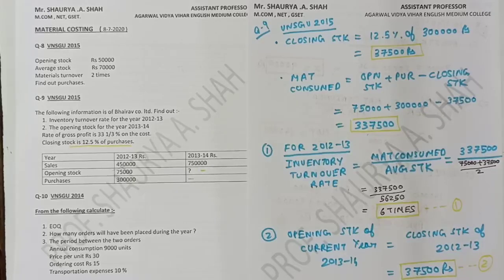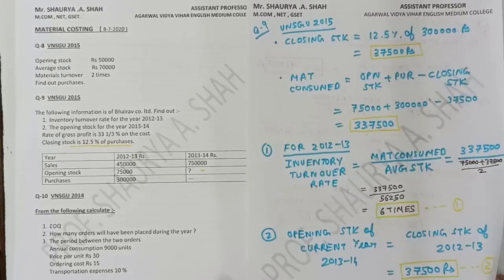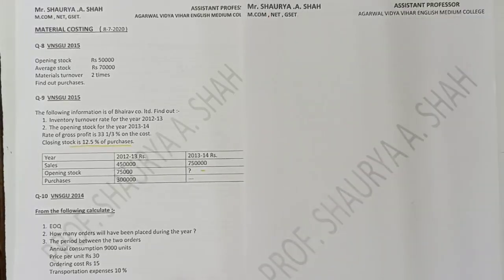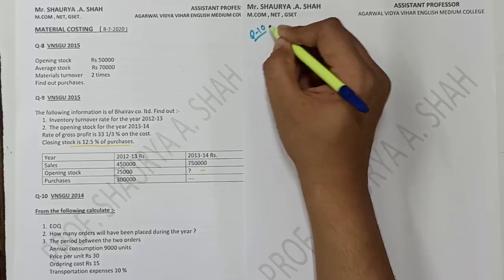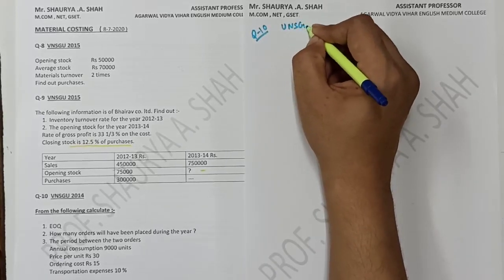Okay, so I suppose everyone must have completed the sum, students. Fine. Starting with the third university sum, right? That is of VNSGU 2014. Same type of sums we have practiced in every lecture of our material costing chapter. I hope you all must be very much aware of this part. Fine. Directly starting quickly with the sum, that is question number 10, VNSGU 2014, right?